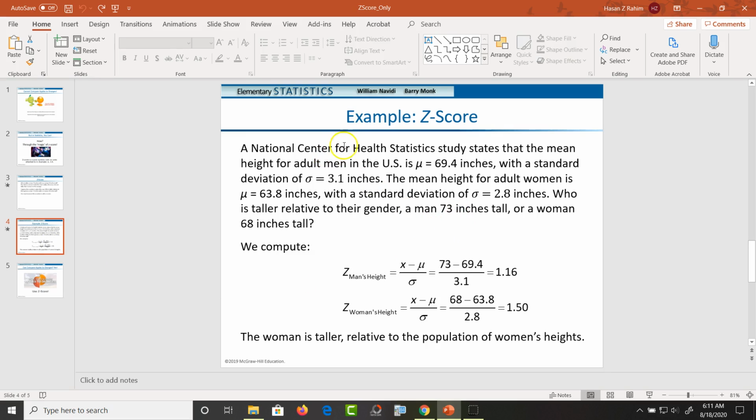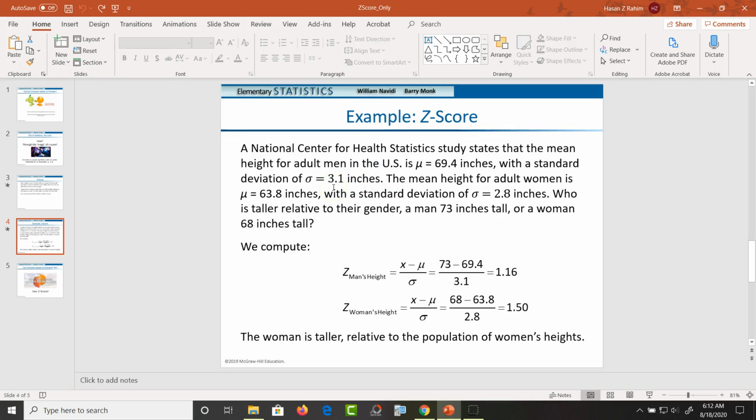The National Health Statistics states that the mean height for adult men in the US is 69.4 inches. This could be, for example, a sample of 1 million adult men. The mean height is 69.4 inches. But not all men have the same height. So how do we measure the spread in the height of men? That is captured by something called the standard deviation, which in this case happens to be 3.1 inches.